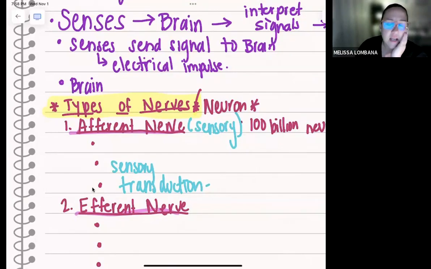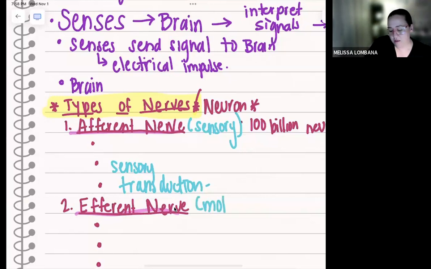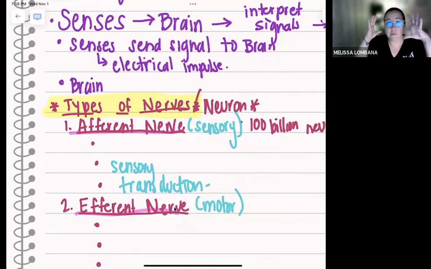All right. Next one is going to be efferent nerves and or neurons, and these are basically your motor. These are the motor neurons, and this is where it carries information from the brain to the muscles. Okay, so to the muscles and the glands and organs.